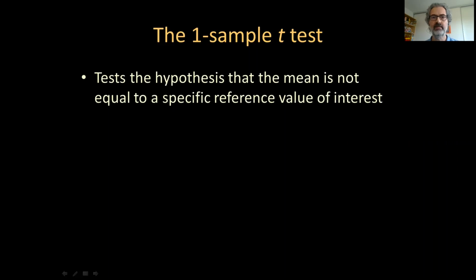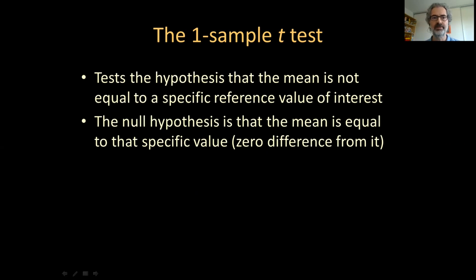The t-test is a hypothesis test. The hypothesis we test with the one-sample t-test is that the mean is not equal to a specific reference value of interest. So there is a value that we wonder about. We have a sample, and we want to know if this sample is consistent with sampling from a distribution with that reference value as a mean.